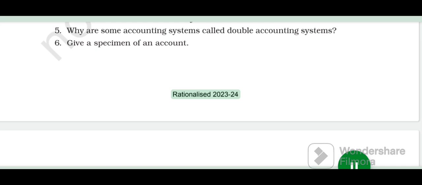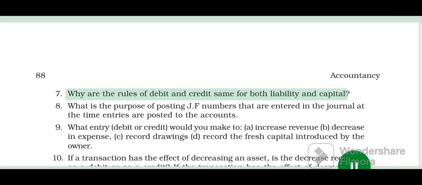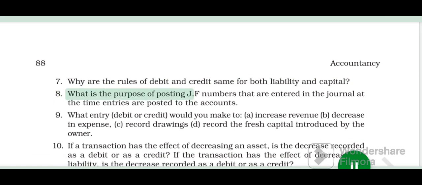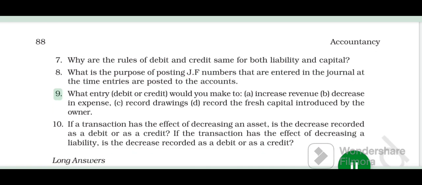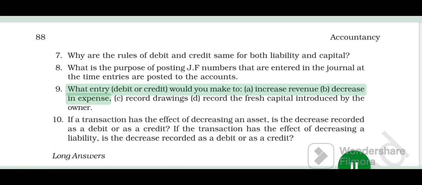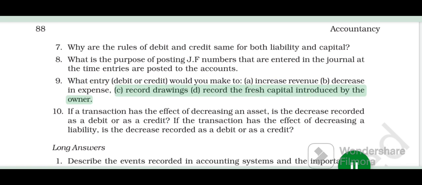7. Why are the rules of debit and credit the same for both liability and capital? 8. What is the purpose of posting J.F. numbers that are entered in the journal at the time entries are posted to the accounts? 9. What entry, debit or credit, would you make to: a. increase revenue, b. decrease in expense, c. record drawings, d. record the fresh capital introduced by the owner?